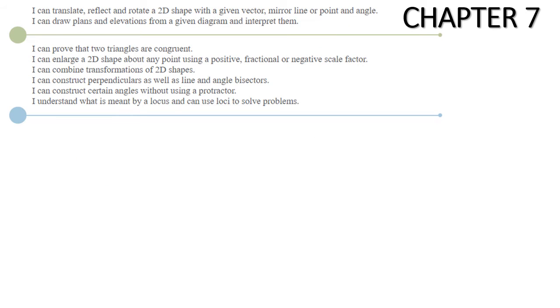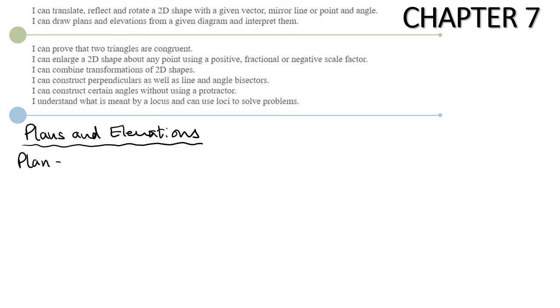Right, so let's move on to plans and elevations. Very easy. So what's a plan? A plan is a view from above. Plan equals view from above. Now these things are always done 2D, so it's like a flat image from above.